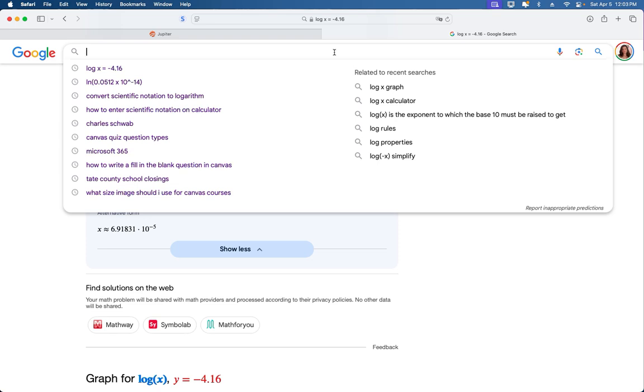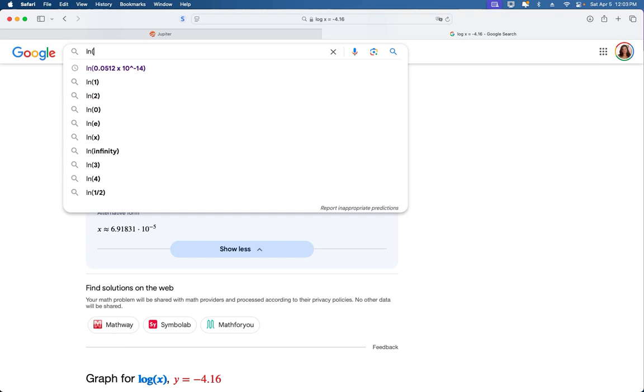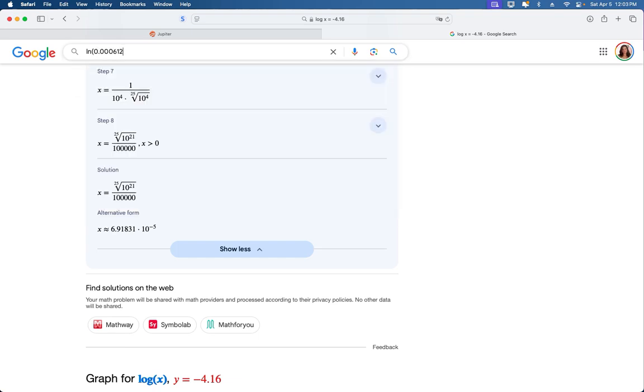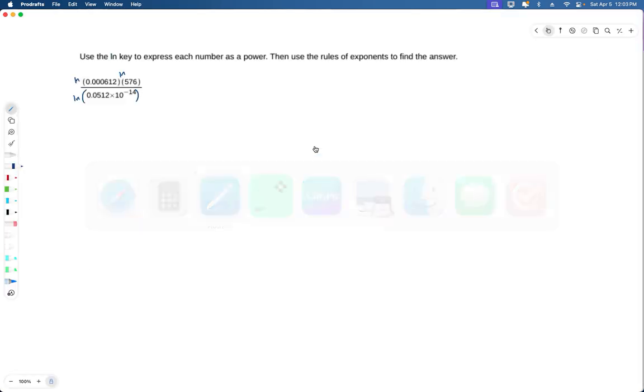You can see where I've done some of this before. So ln, and then that is 0.123612, and hit enter. And it's going to give you the answer. I'm going to round that to two places. So it's going to be e to the negative 7.40. So we go back here, e to the negative 7.40. That's what the ln key does. It gives us that exponent for e.